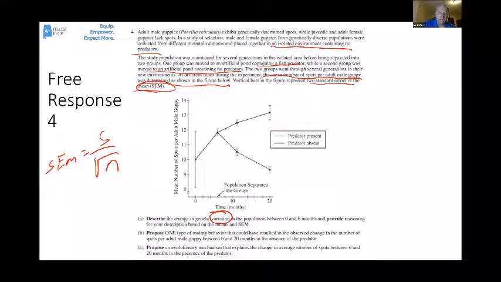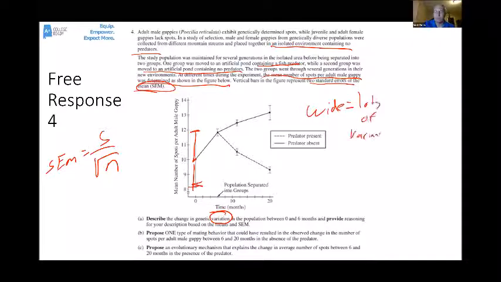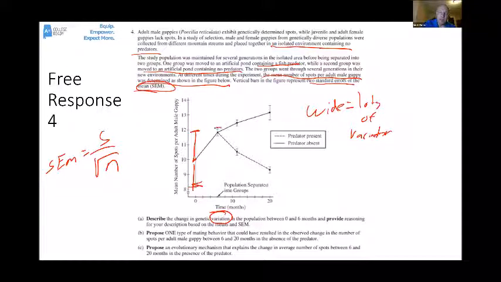So here's at time 0. And I want you to notice that the error bars are really wide. When you have wide error bars, that means lots of variation. But notice that by time 6 months, right here, notice the error bars, very small. So narrow error bars mean little variation.